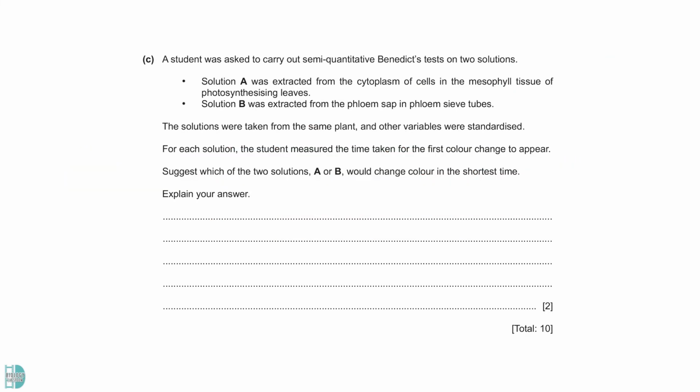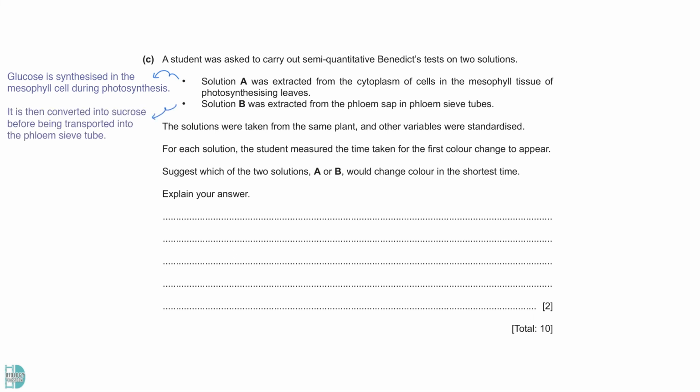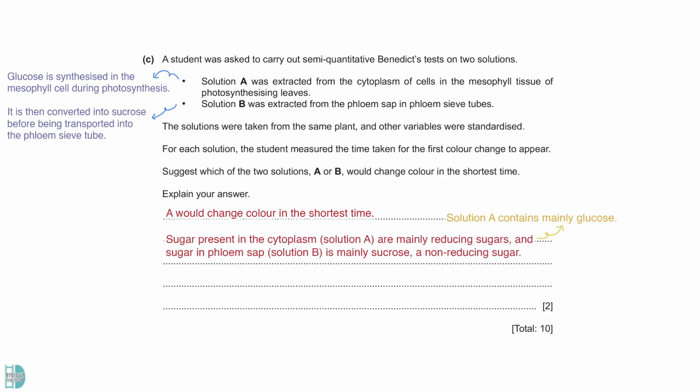C is about the Benedict's test. The question wants you to suggest which of the two solutions would change color in the shortest time. When photosynthesis occurs in the mesophyll cells, glucose is synthesized. It will then be converted into sucrose before being transported in the phloem sieve tube. So, A would change color in the shortest time because the sugar present in the cytoplasm of mesophyll cells is mainly glucose, a reducing sugar.